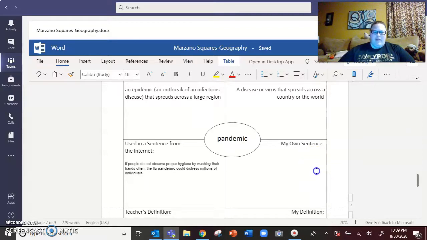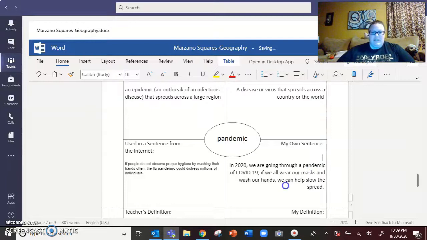And now we create our own sentence. So I'll say, in 2020, we are going through a pandemic of COVID-19. If we all wear our masks and wash our hands, we can help slow the spread. Now, I gotta be honest with you. The first time that I wrote this, it took me a minute to figure it out. But we're at 14 minutes right now, and my video only lasts 15. So this takes a while.